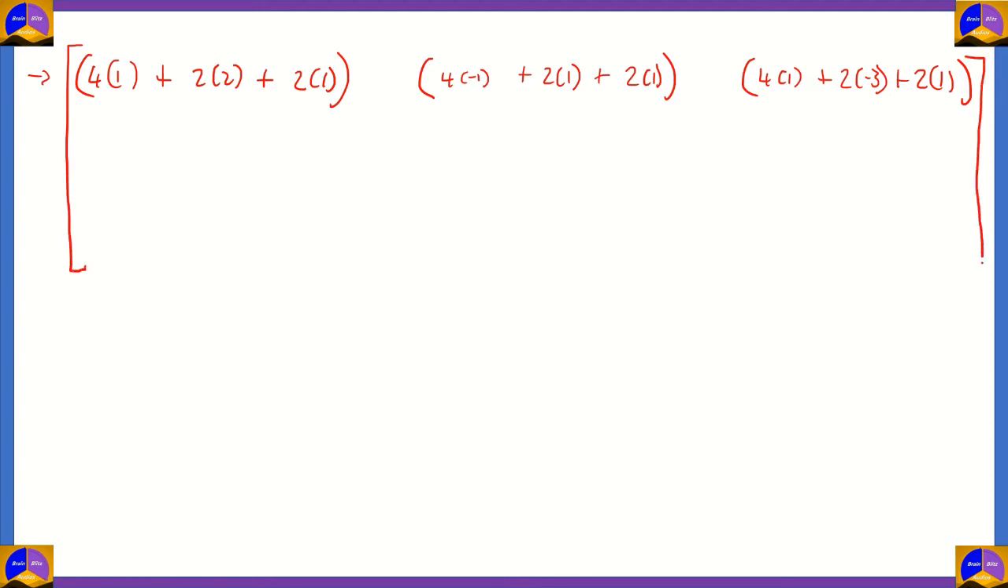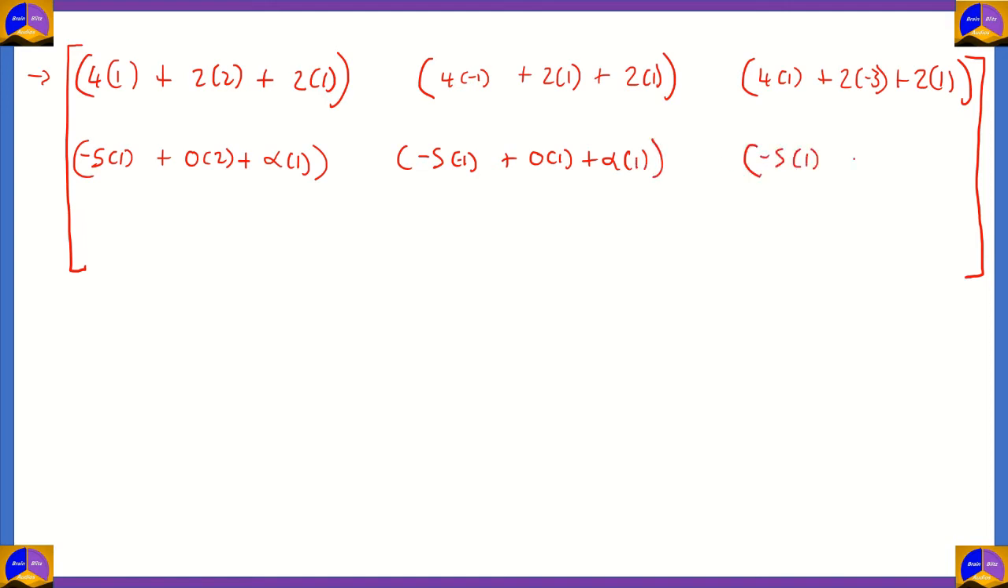Now let's move on to the second row. In the second row, we multiply the second row of the first matrix with each of the three columns. So when we do that, we will get minus 5 times 1 plus 0 times 2 plus alpha times 1. That is the first element. The second element will be minus 5 times minus 1 plus 0 times 1 plus alpha times 1. And then the third element will be minus 5 into 1 plus 0 times minus 3 plus alpha times 1.